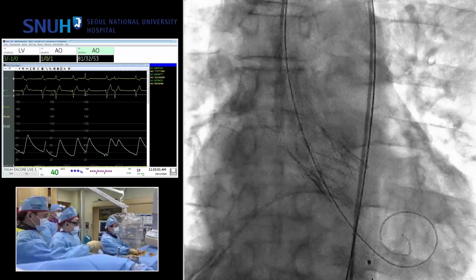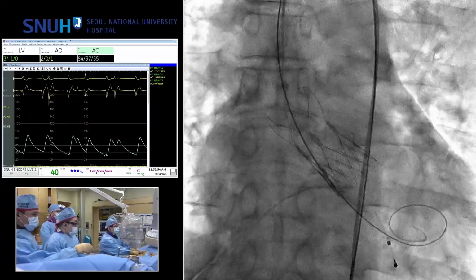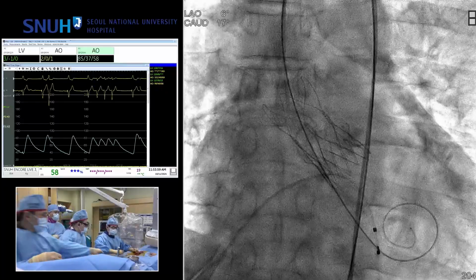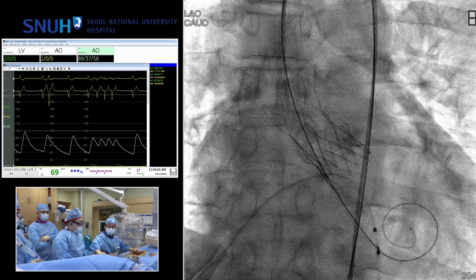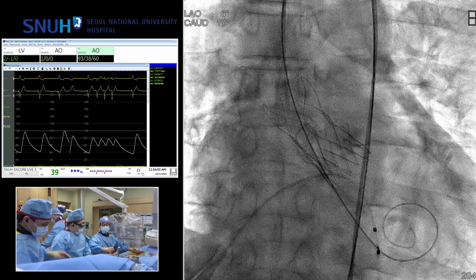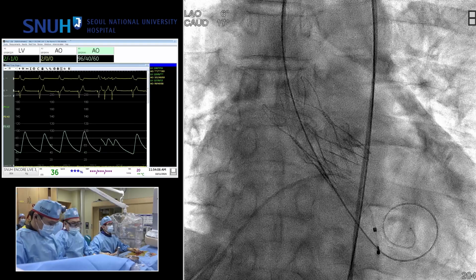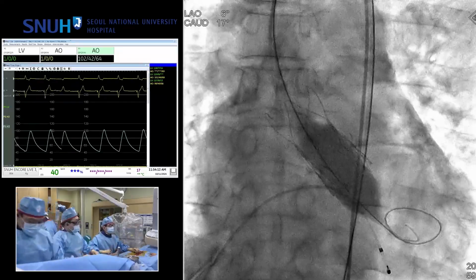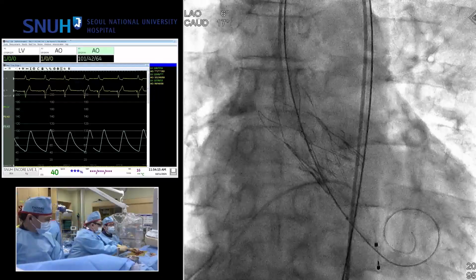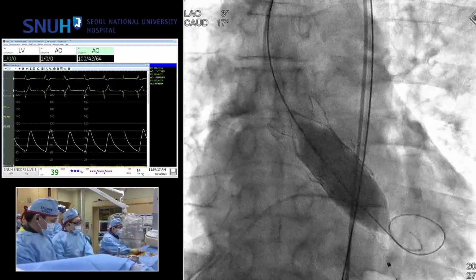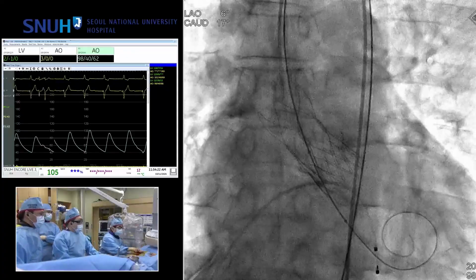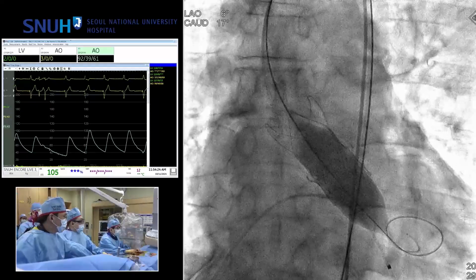You did the post-dilation in this view, in the well-expanded valve. In this view, I cannot clearly determine whether the valve is effectively dilated or not. A little bit expanded. Which direction? In the upper side or lower side? Both sides. Okay.